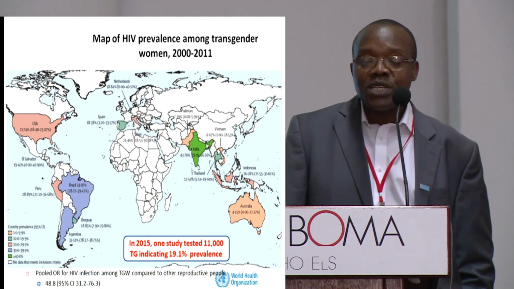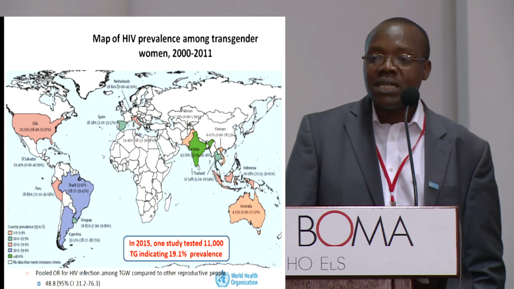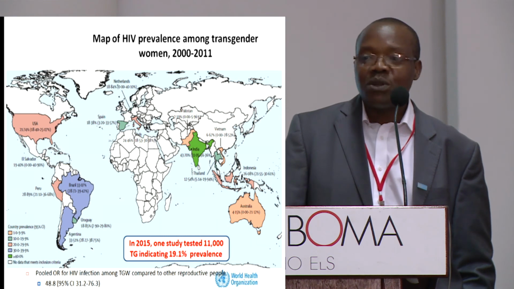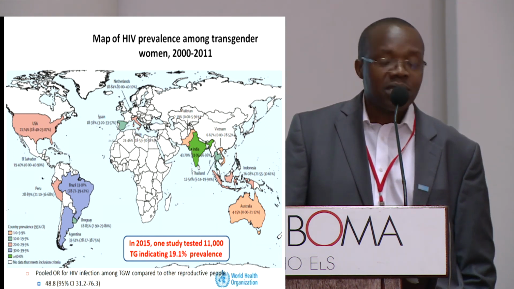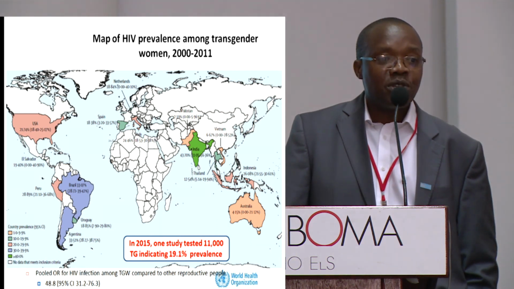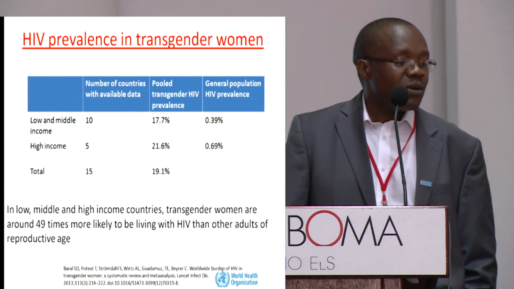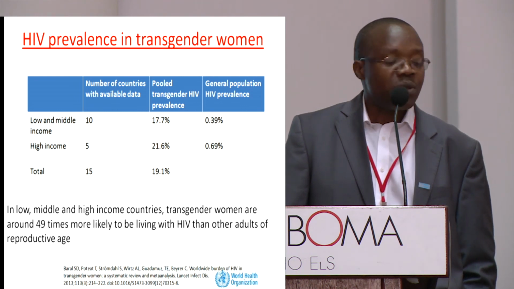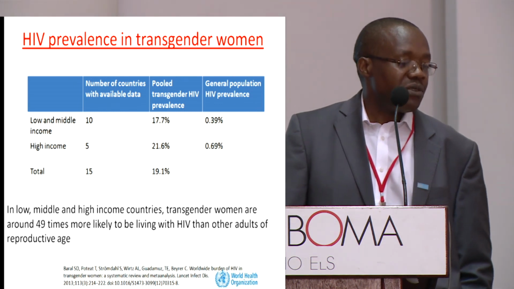19%, but in some countries, particularly in the Middle East and Central Asia, HIV prevalence in transgender, particularly women, goes up to 45, 48%. So it's really a group that is neglected. We are not focusing on this group. We need to do much more in responding to HIV. Again, on average, comparing low and middle income countries, we still have HIV prevalence in this group which is very, very high.